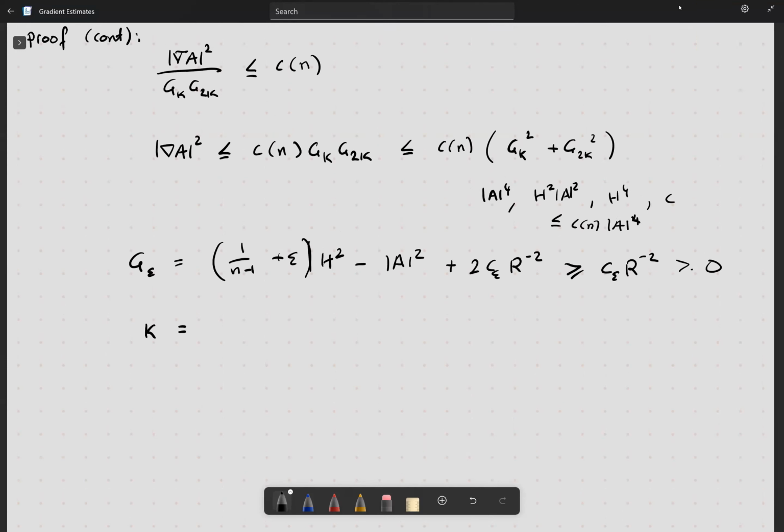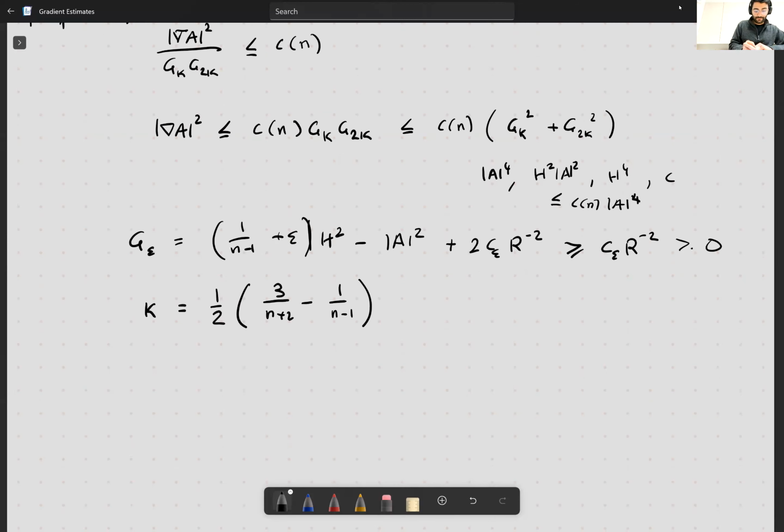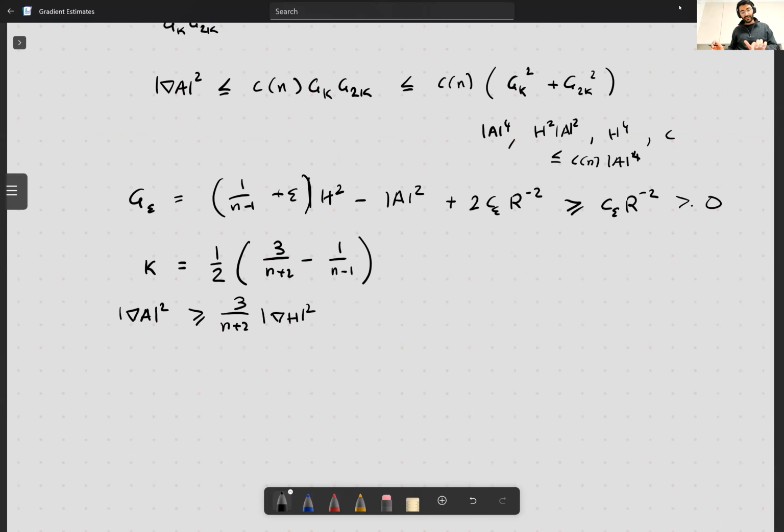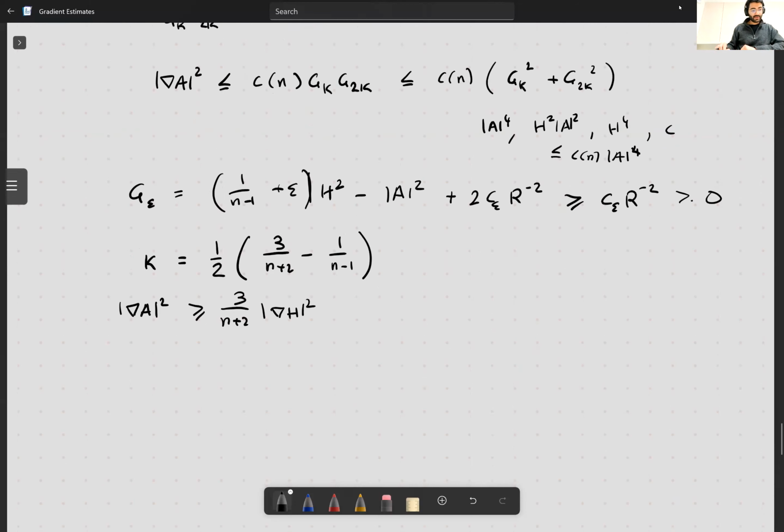What was it again? It's half 3 on n plus 2 minus 1 on n minus 1. So it's some constant that helps with everything, and it's very closely related to the fact that we have this inequality. Last week I used this; it was very important that I had this inequality a lot when I was doing some calculations.